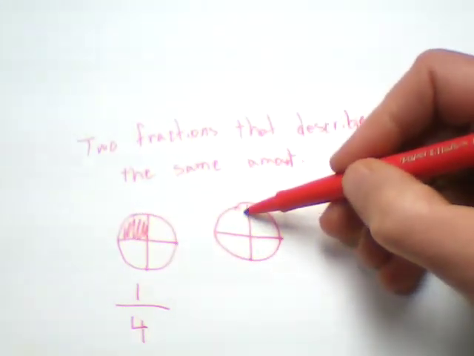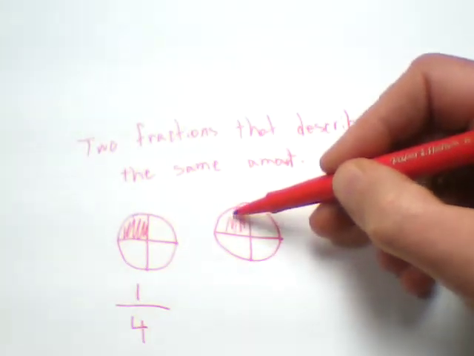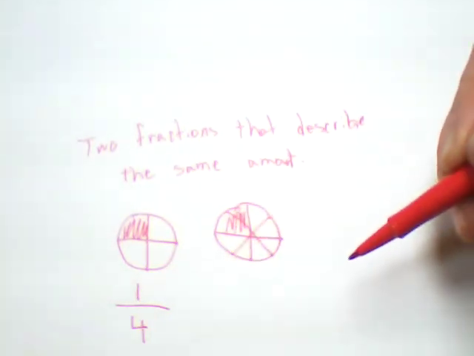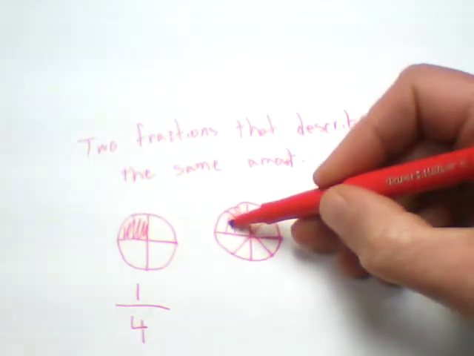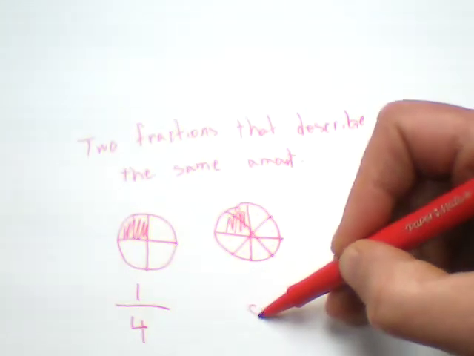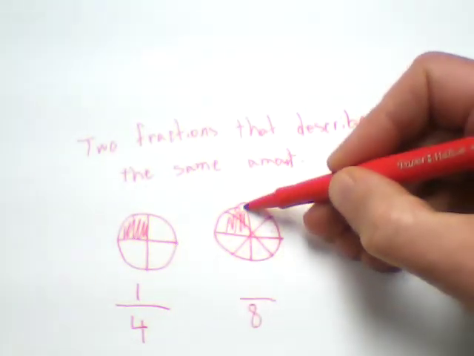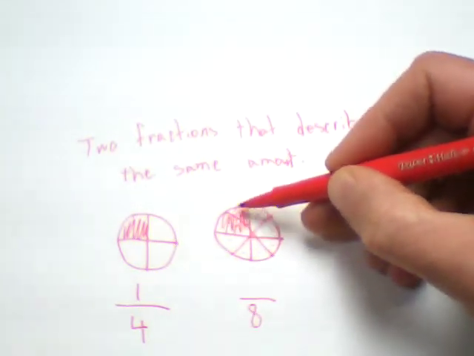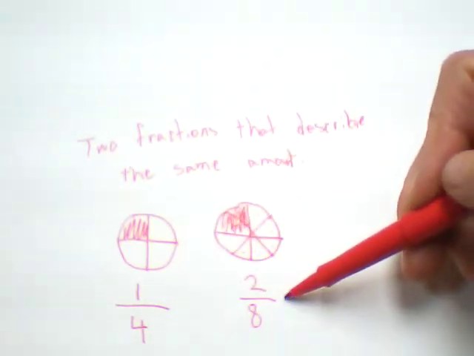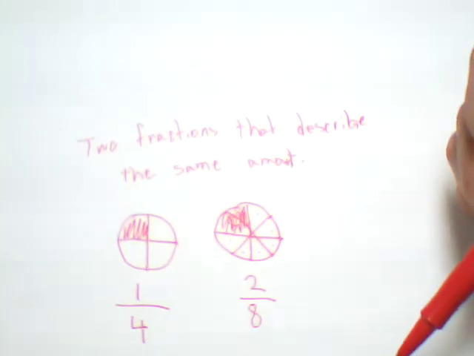So we can see that if we had 1/4 here and we split that same shape up again into different parts, it now has 1, 2, 3, 4, 5, 6, 7, 8 parts altogether. How many of them are shaded in? 2. 2/8 effectively describes the exact same amount as 1/4.